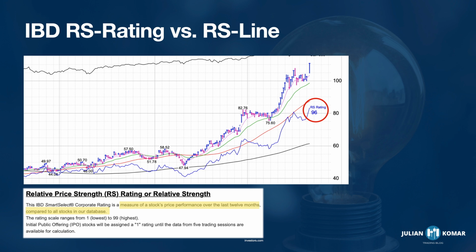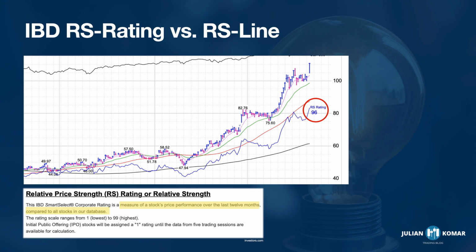So the IBD RS rating compares a stock to all other stocks which are covered by Investor Business Daily. Investor Business Daily has a large database with, I think, over 7,000 stocks, and they calculate a proprietary rating of all stocks. And the higher the number, the stronger the stock in comparison to all other stocks covered by IBD.